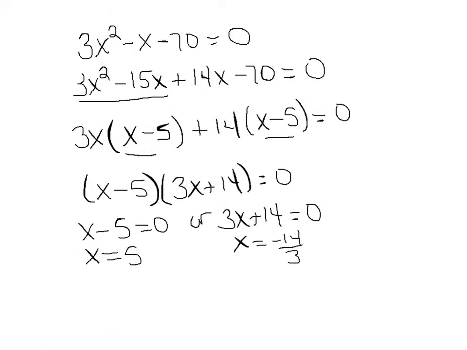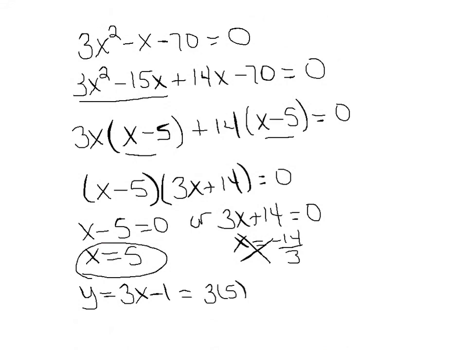Since in my problem I'm looking for whole numbers, I know that x equaling negative 14 thirds is not a whole number. Therefore, my smaller number is going to be given by x equal to 5. To find my larger number, we might recall that my larger number is given by 3 times my smaller number minus 1. So y is equal to 3 times 5 minus 1, which is 15 minus 1, which is 14.